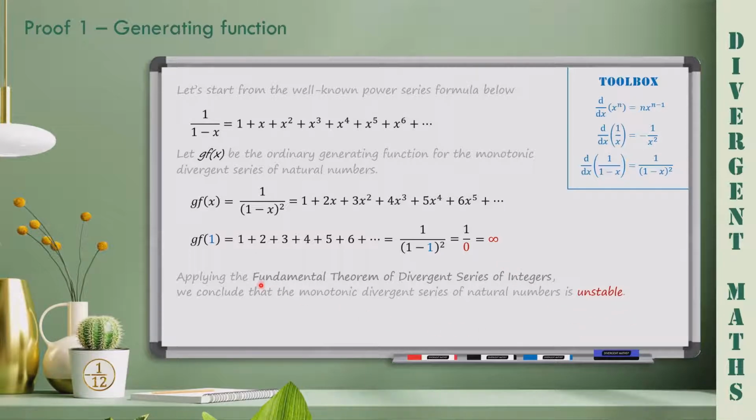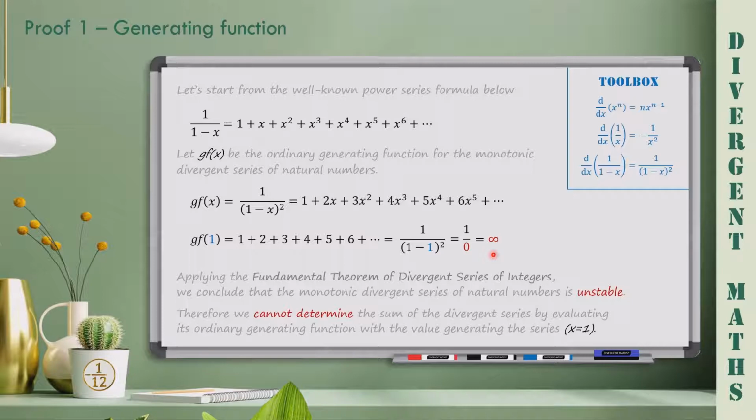Unstable because the value of the ordinary generating function generating the series, which is x equal 1 in that case, gives us an infinite value, a non-finite value. Therefore, we cannot determine the sum of the divergent series by evaluating its ordinary generating function, gf, with the value generating the series, in that case x equal 1, unfortunately. So it's not a proof.